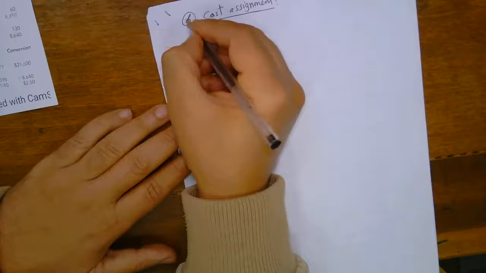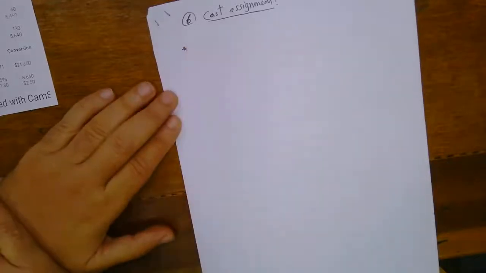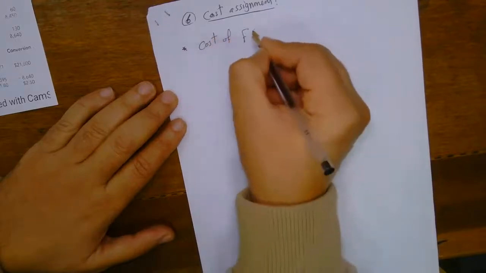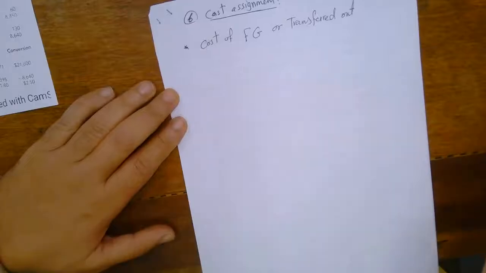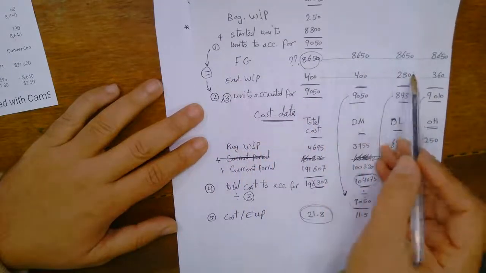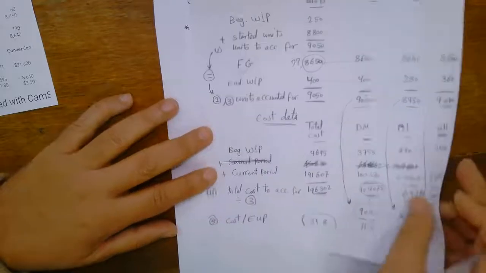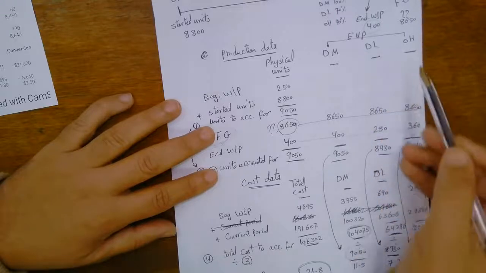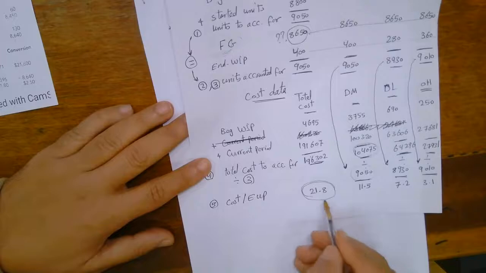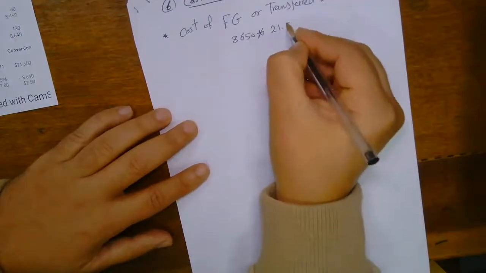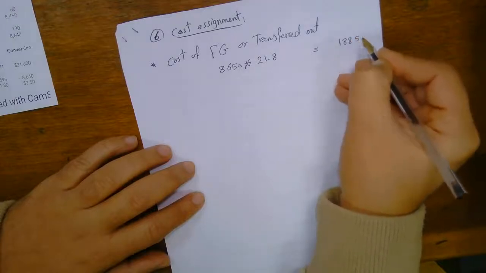In step 6, we calculate the cost of outputs. First part, cost of finished goods or transferred out. From step 3, we have finished goods or transferred out 8,650 of direct material, the same number for direct labor, and the same number for overhead. So we can take a common factor: 8,650 times the total cost per equivalent unit 21.8 equals 188,570.